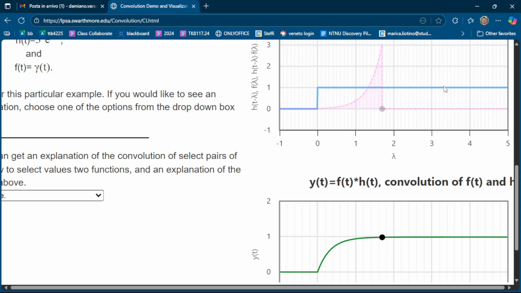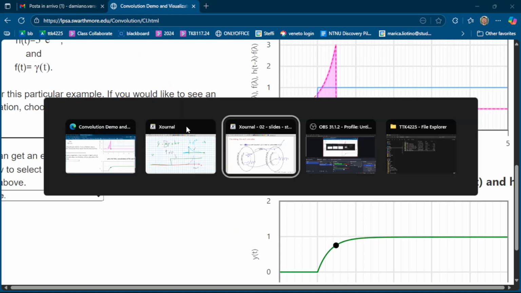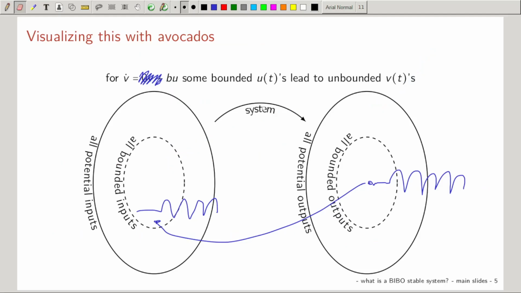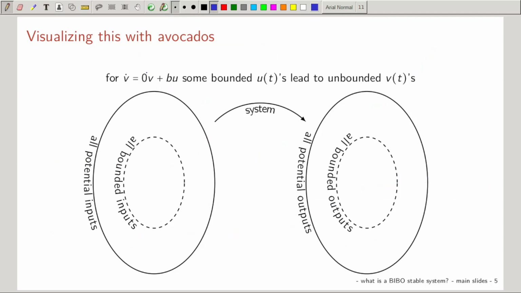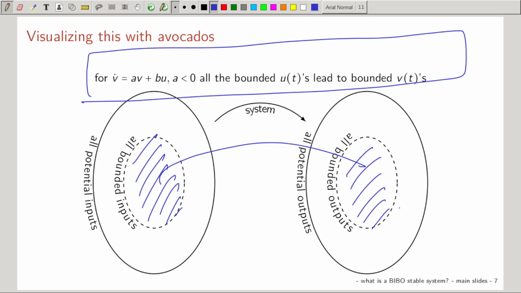This input here, is it bounded? Is it a bounded input, this one? The output, is it bounded? You see that in a certain sense, whenever I've got this one that is different from 0, or better, this one that is different from 0 and negative, of course negative, I have a situation for which, you will see very soon, any bounded input is going to bring us to a bounded output.